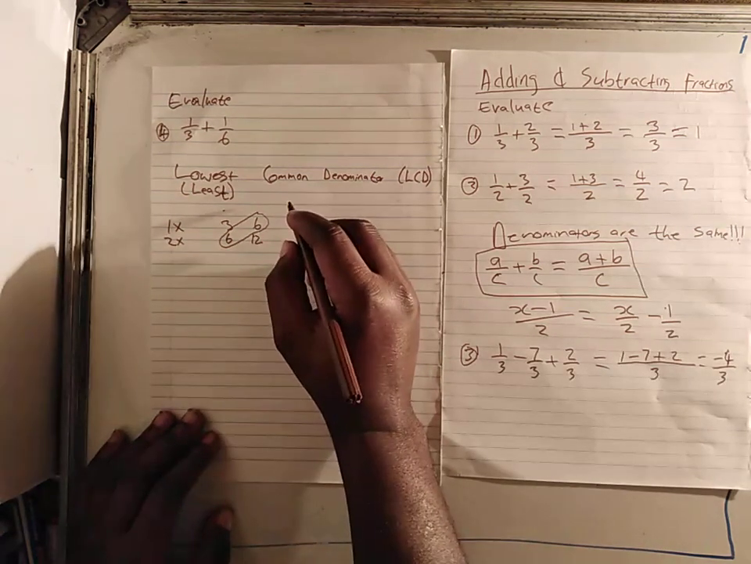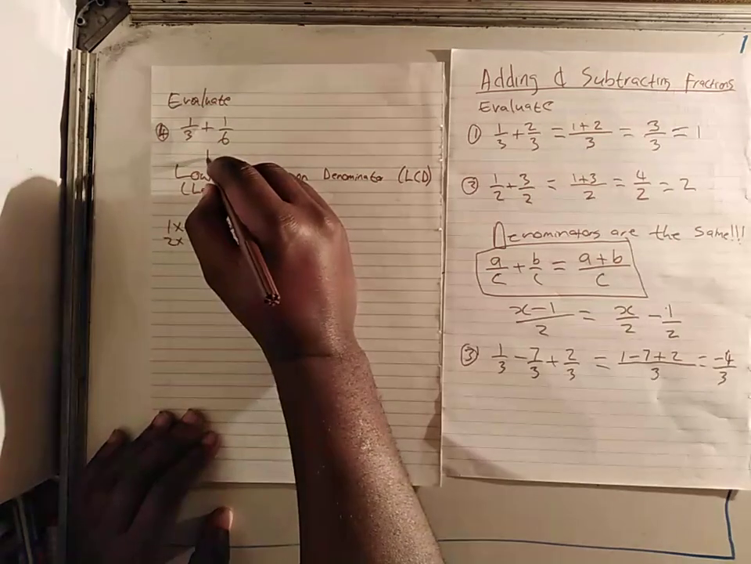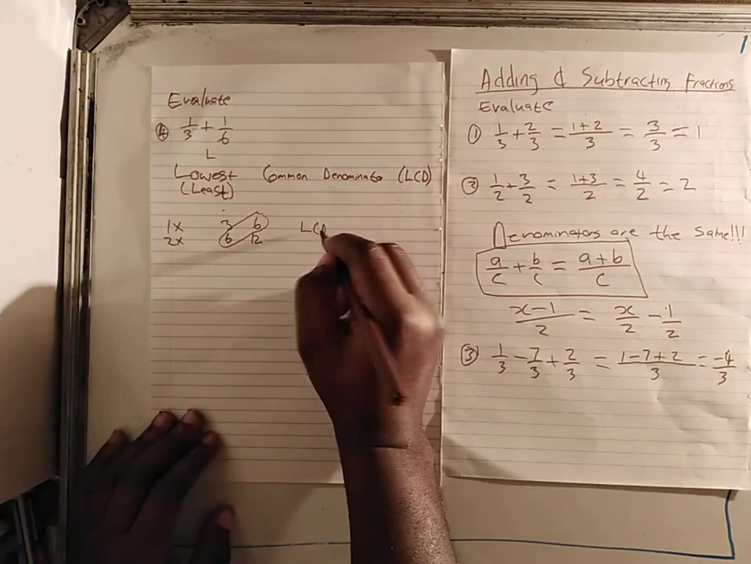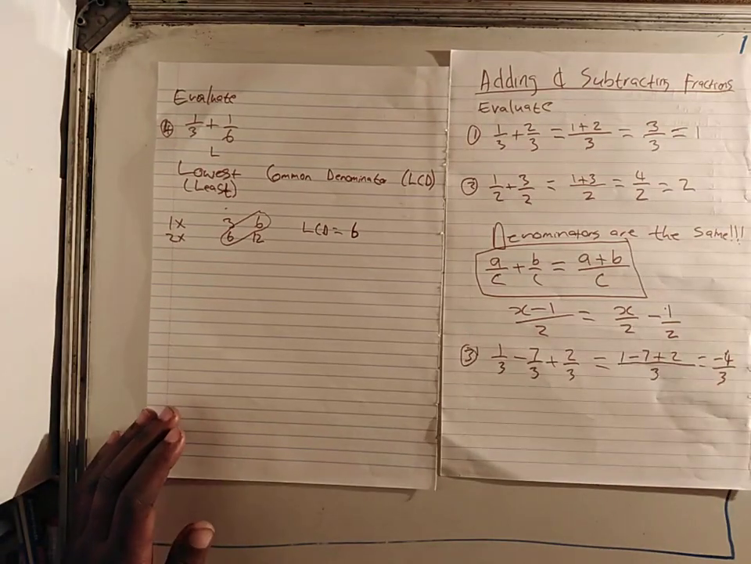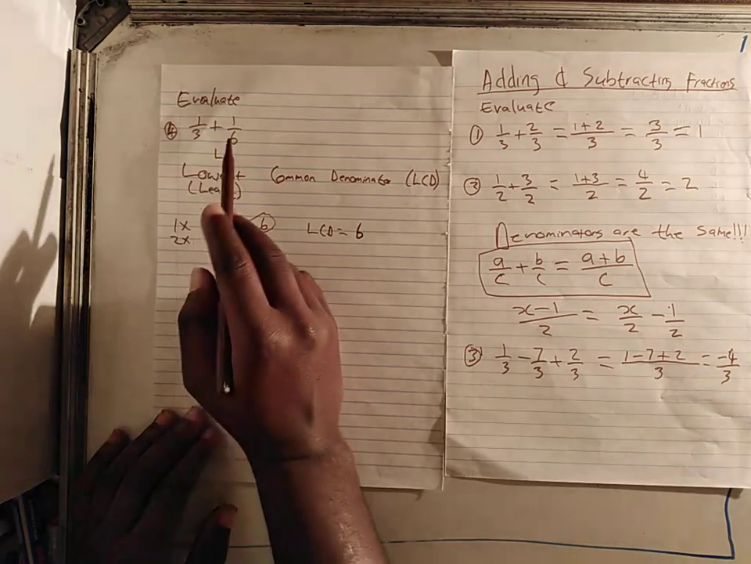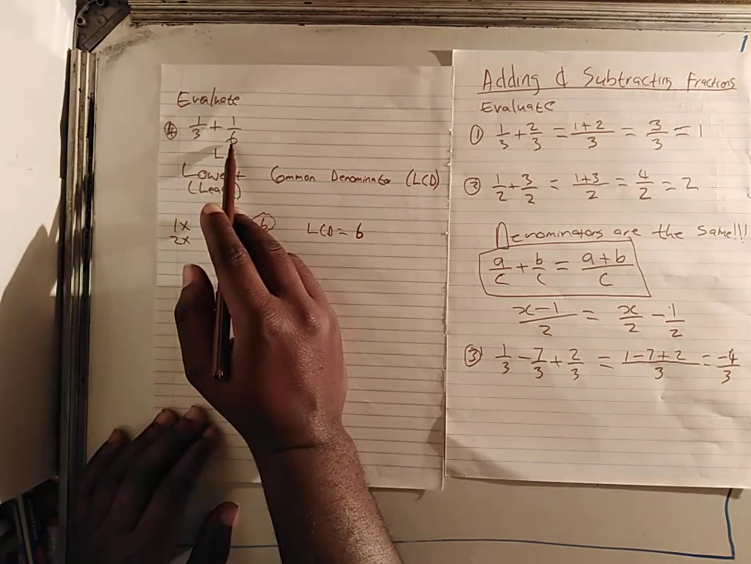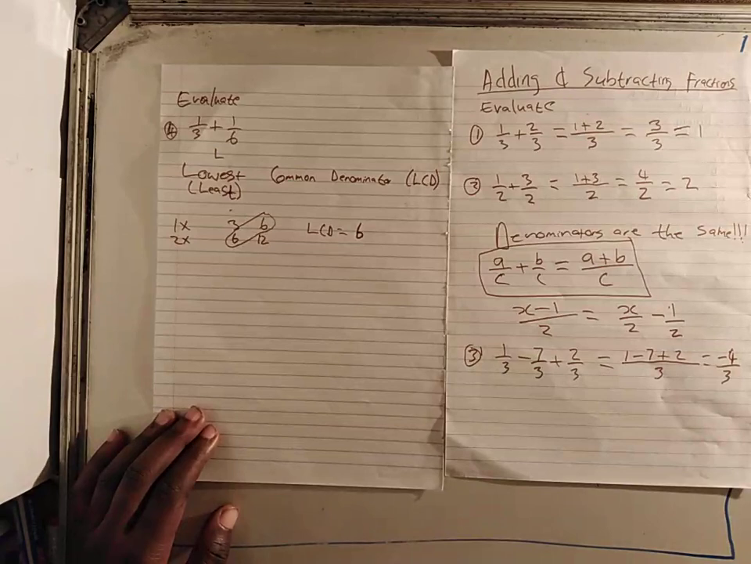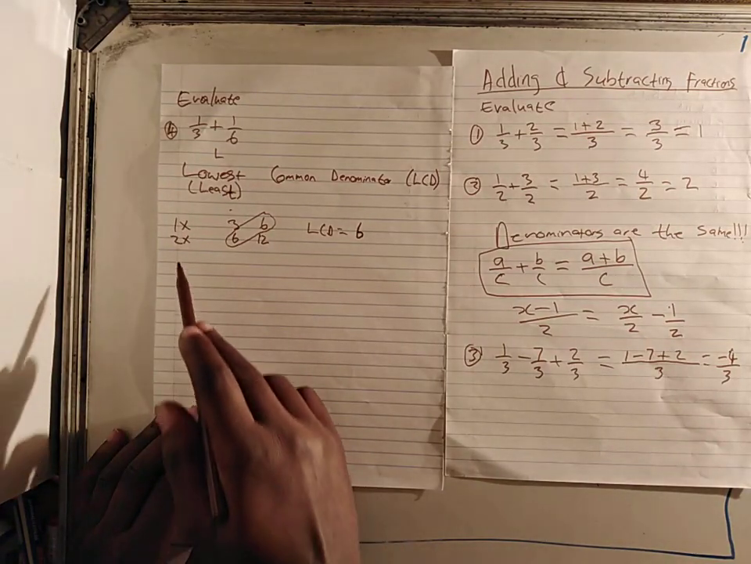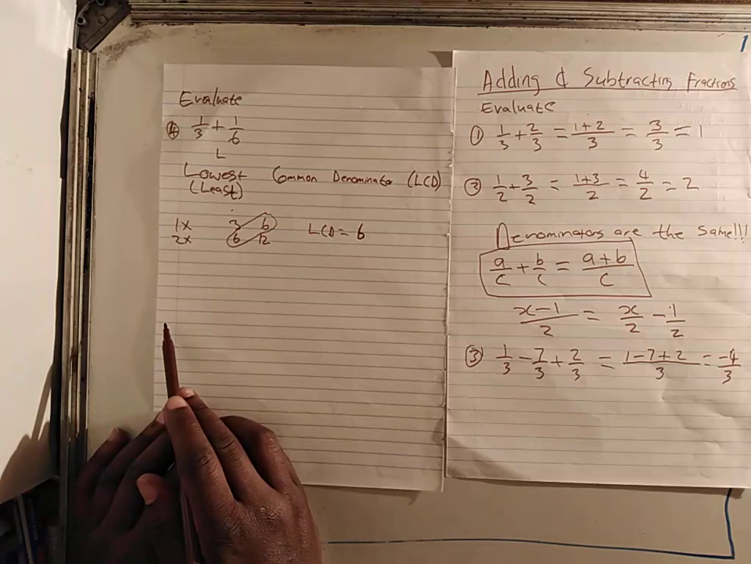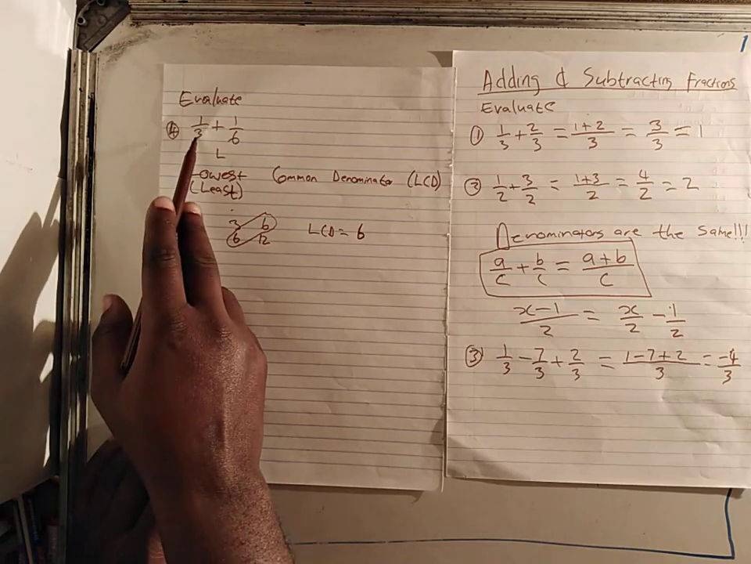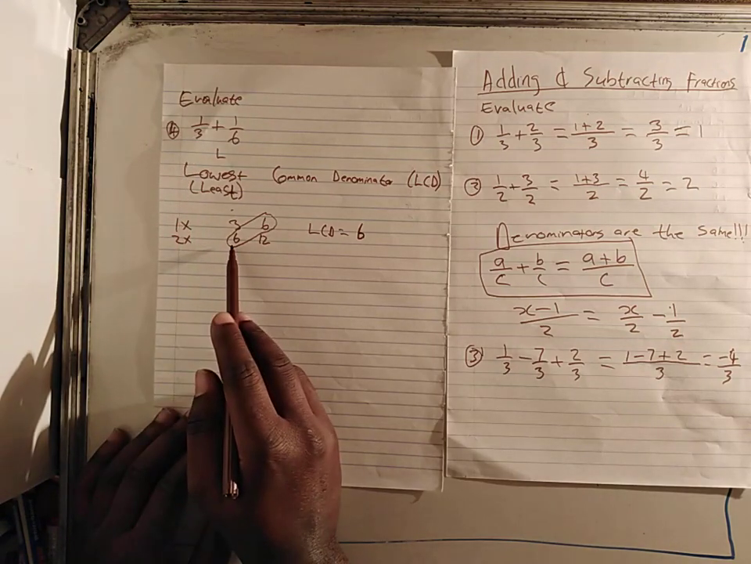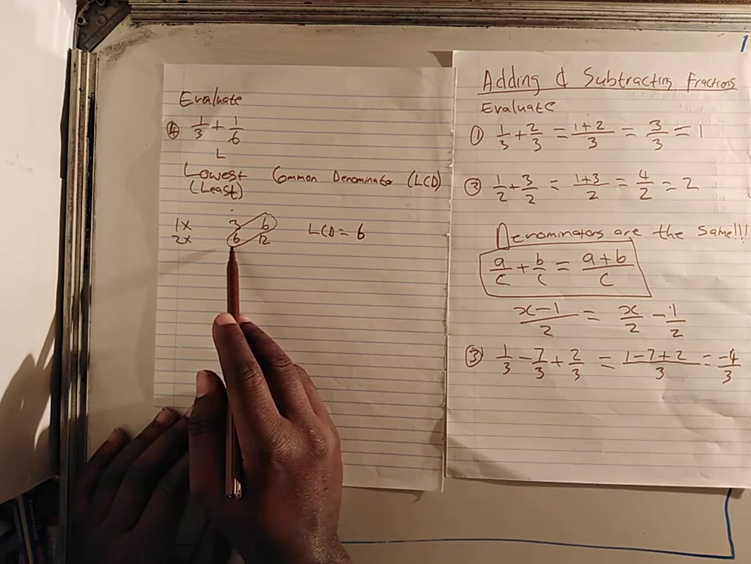So that means your LCD here is equal to 6. That means you must change your denominators, all of them, to be 6. This one is already 6, so there's no need of changing it. But this one is not 6. So how do we change it into 6? You go back here and say to yourself, okay, in the table of 3, how did I make this number become 6? I multiplied by 2.